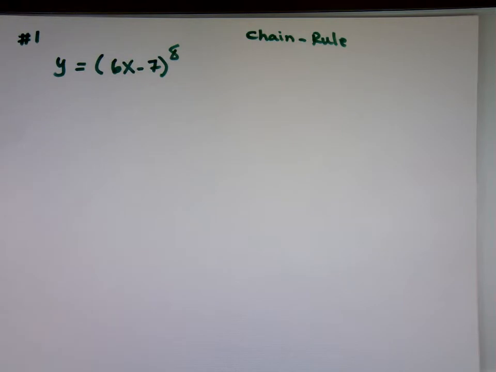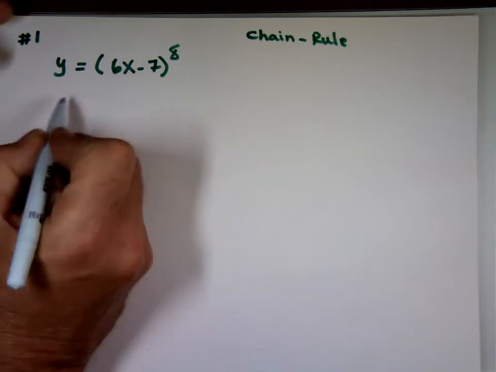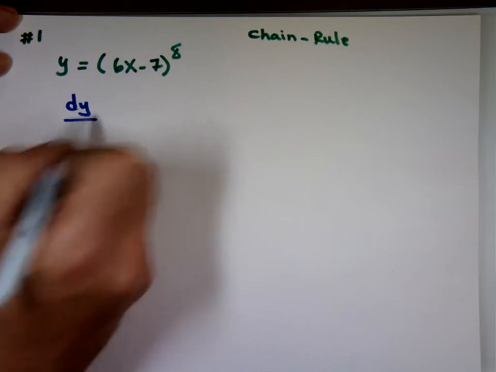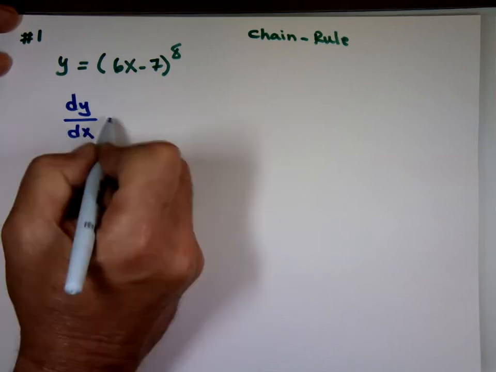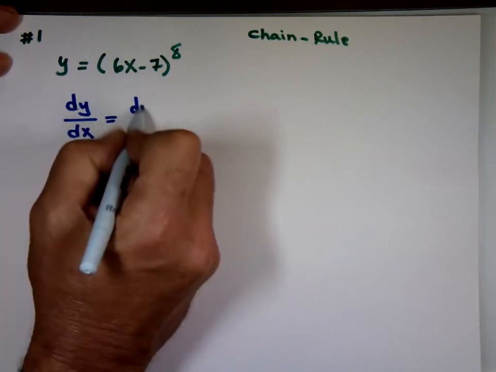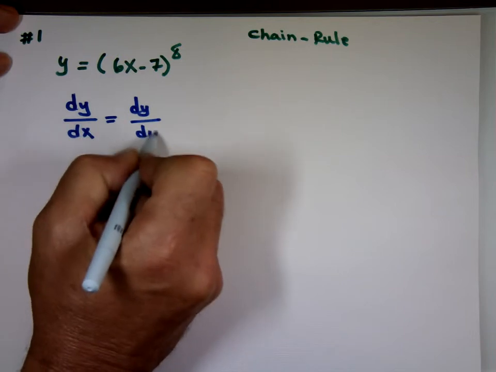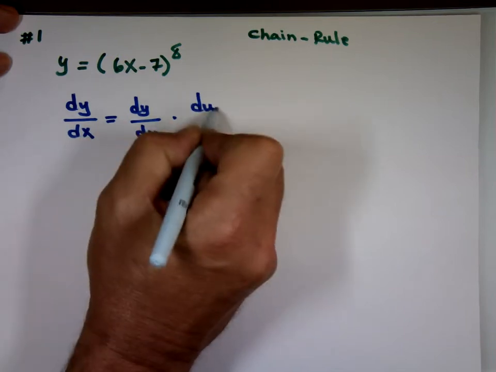Now, in this problem, they want us to take the derivative of (6x − 7) to the 8th power, but they don't want us to use the shortcut, which is the extended power rule. They want us to use the chain rule. The chain rule says if you want to find dy/dx, you can get to that by taking dy/du times du/dx.